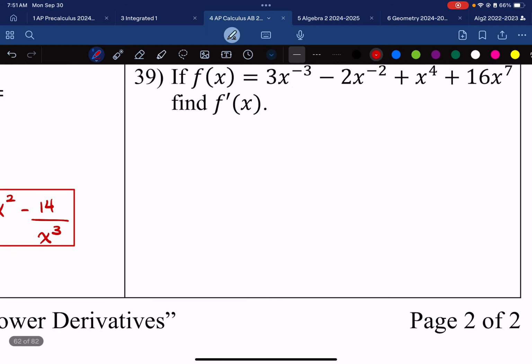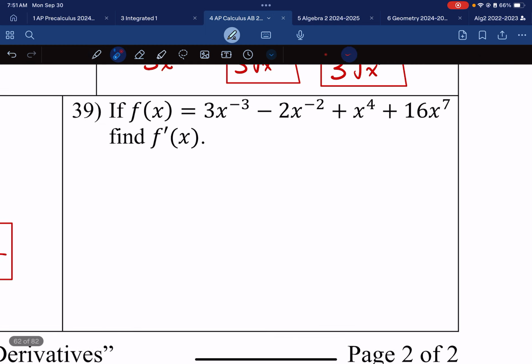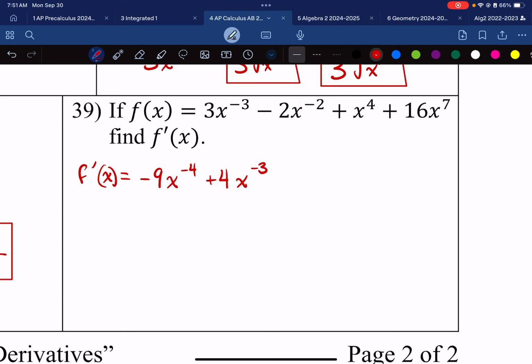Excellent. Last problem on the homework. We're almost there, boys, girls, everyone. So, am I ready to take the derivative? There's no fractions, there's no radicals. I'm ready to go. Let's go ahead and take the derivative. I'm essentially distributing the derivative. F prime of x is going to be equal to, all right, here we go. Negative 3 multiplied down in front is going to be a negative 9x to the power of, it goes down from negative 3 to negative 4. Okay, next, I have a negative 2 times another negative 2, which is a positive 4x to the power of, it goes down from negative 2 to a negative 3.